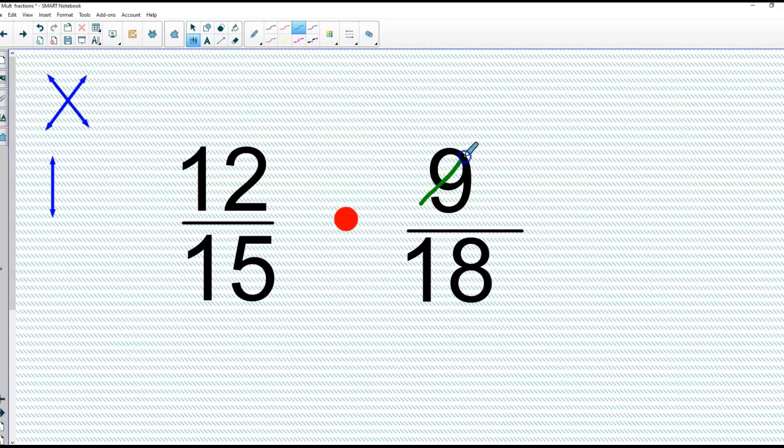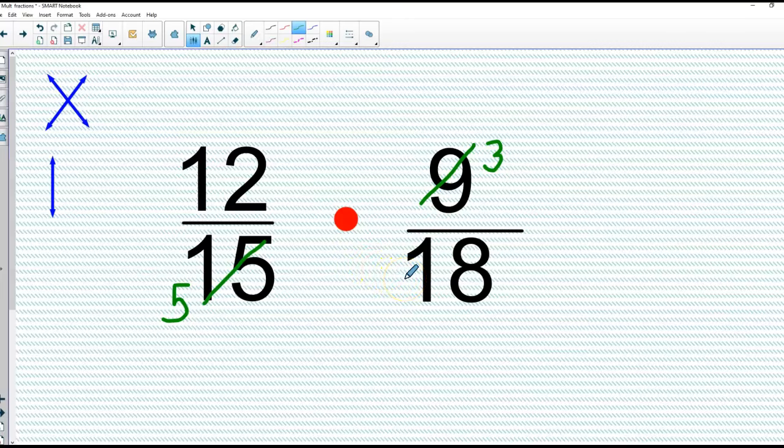So I'm going to cross out 9, and if I divide 9 by 3, I get 3. So now let's make my numerator a 3. If I divide the bottom here, if I divide 15 by 3, now it becomes a 5. So my new bottom number is now a 5. Okay, so let's look diagonally this way.